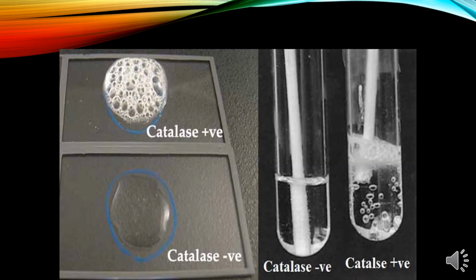So this is the representation. These are the effervescence which are found. The one on the right describes the tube test, and the far left represents the slide test.